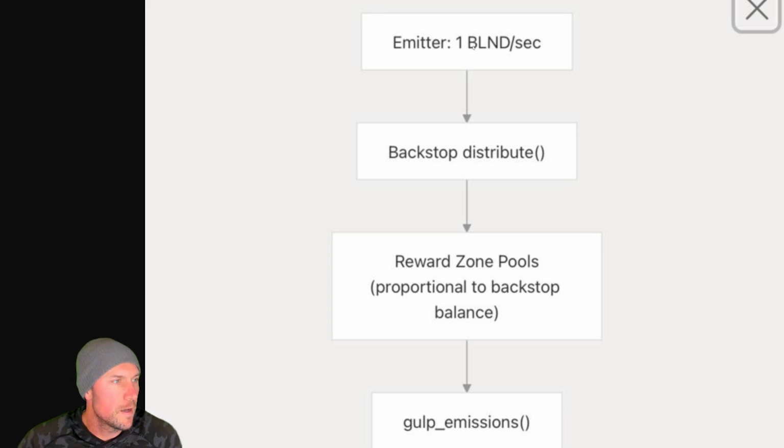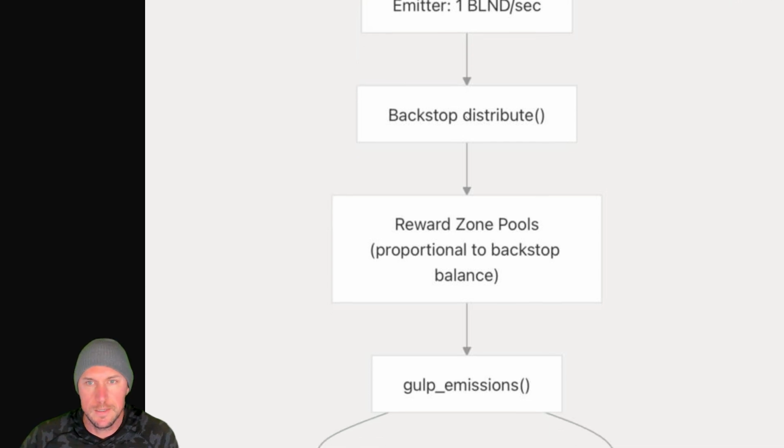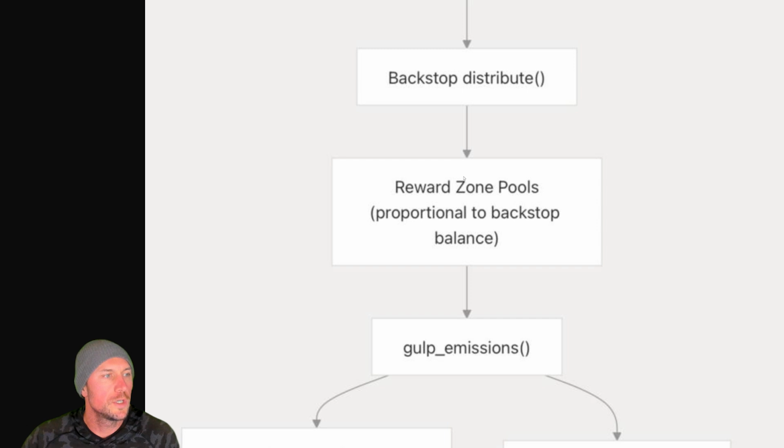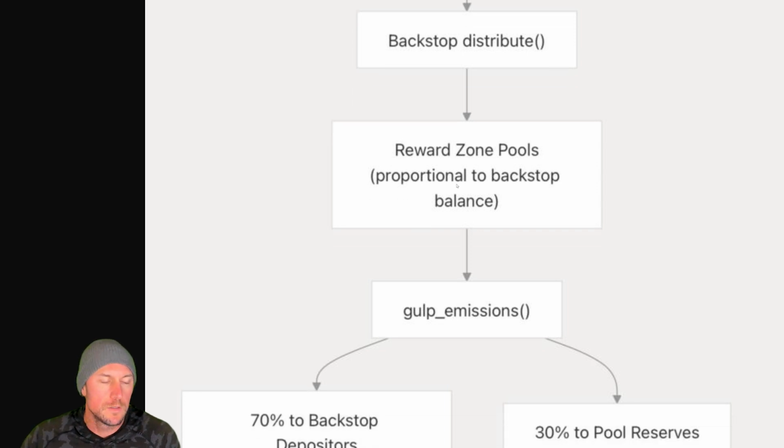So starting at the top, the blend protocol emits one blend token every second. There is a function called distribute that gets run on an emitter contract, and it distributes all of the blend to the backstop. From there, a similar function called distribute gets called on the backstop contract, which will send blend to reward zone pools in proportion to their backstop balance. So let's say there was $10 million value total spread across backstops, but $5 million of that was in one pool. Then that pool would get half of the emitted blend.